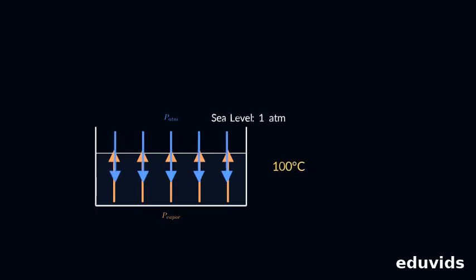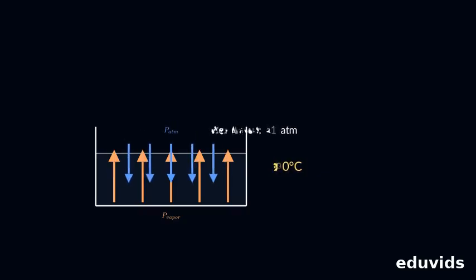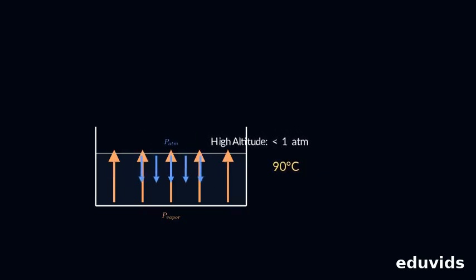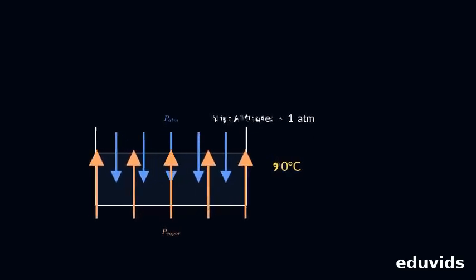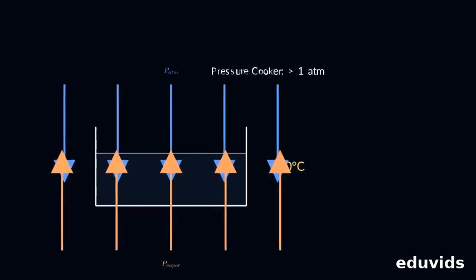Lowering the outside pressure lets the water win the tug-of-war sooner, so the boiling temperature drops. Raising the outside pressure makes the air win, so water must get hotter before its vapor pressure can match it.